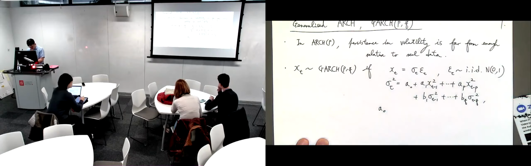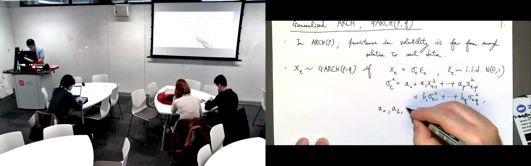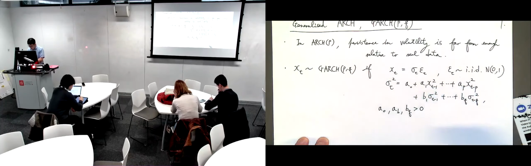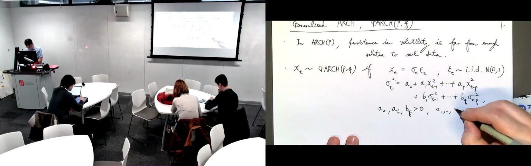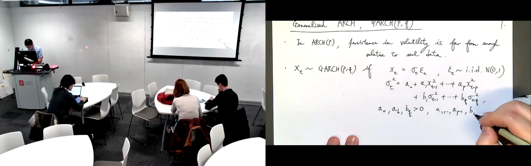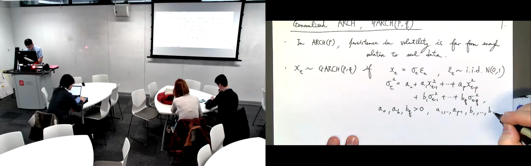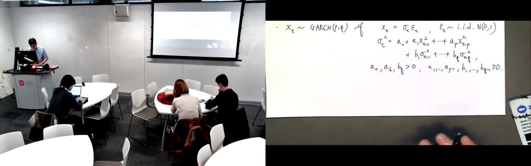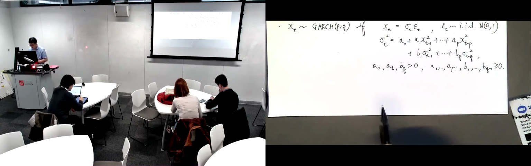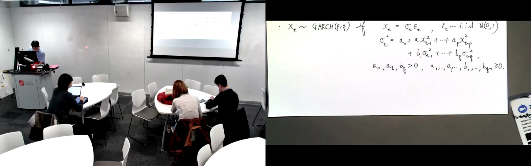And a0, ap, bq are all strictly larger than 0. All other parameters are at least non-negative. Otherwise, that could make sigma t squared potentially negative, which is not what we want. So we restrict them to be at least non-negative. And a0 has to be larger than 0, otherwise it's actually non-stationary in the end. So I'm not going to talk about a non-stationary kind of GARCH model.